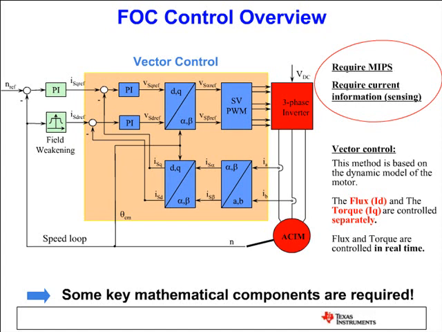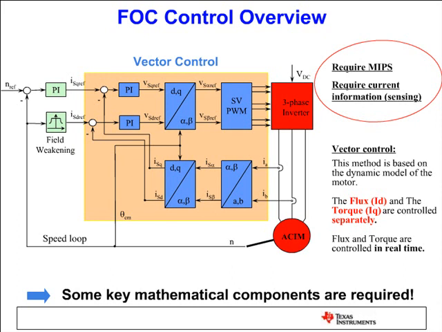So we compare the ID and IQ feedback, torque and flux feedback, with the references, and the error is fed to PIDs. And the reference voltages from the PID output are again converted to 3-phase voltages, and then the PWM waveforms are generated.